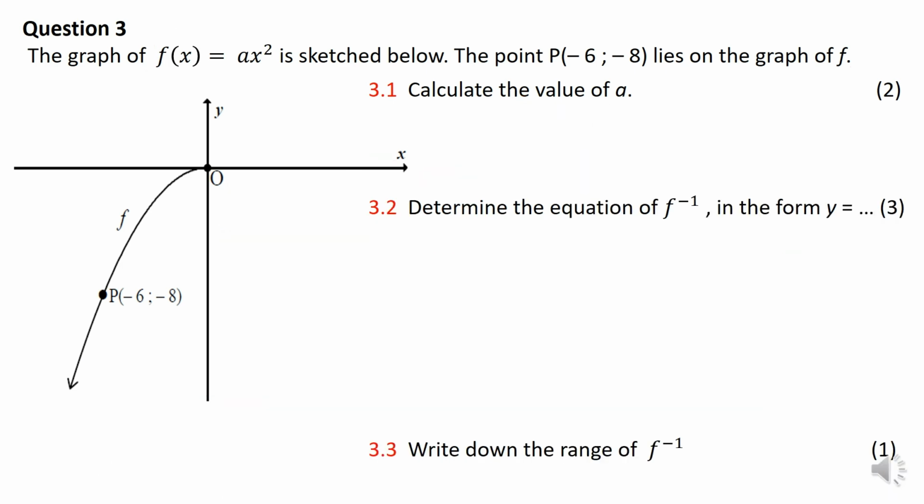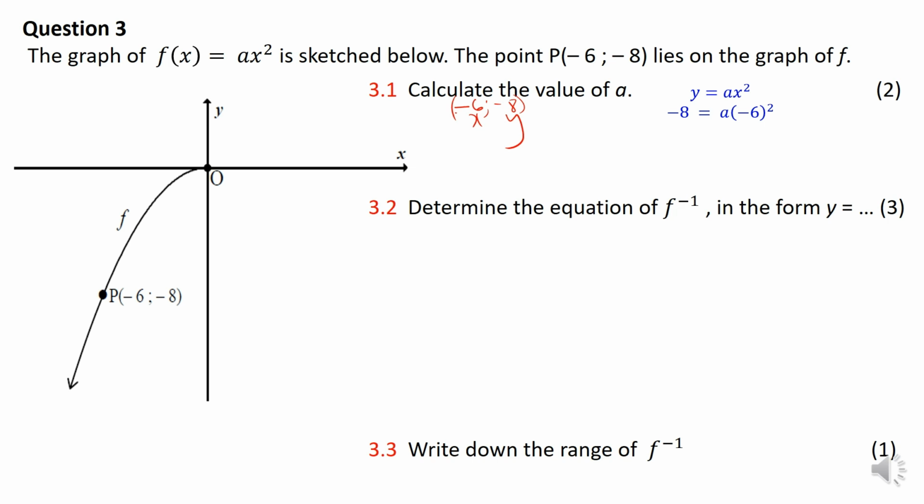So here are our answers. Now we know what to do already. Number 3.1, to find the value of a, we definitely use substitution. The coordinates that are given, the coordinates of point P: the first value goes into x and the second one into y.